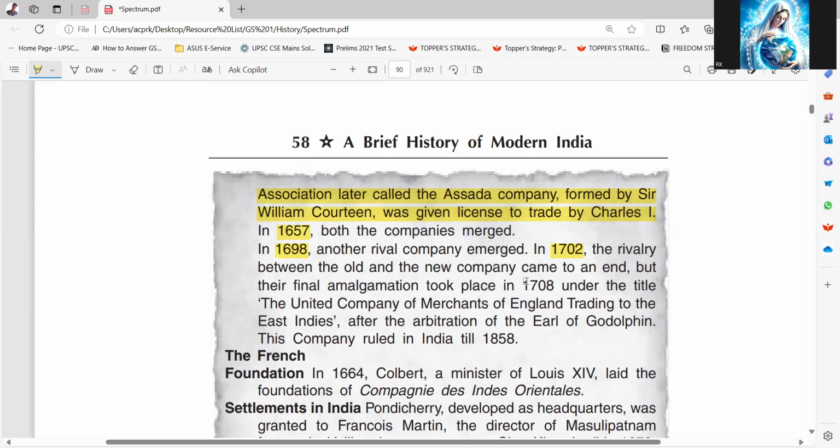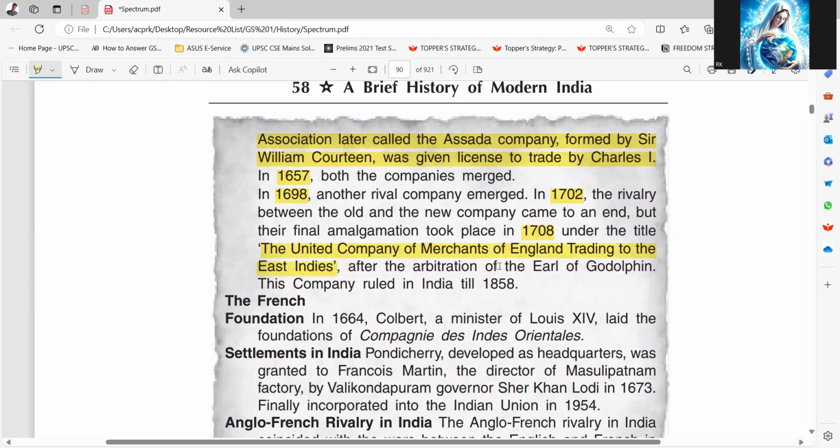but their final amalgamation took place in 1708 under the title The United Company of Merchants of England Trading to the East Indies, after the arbitration of the Earl of Godolphin. This company ruled in India till 1858.